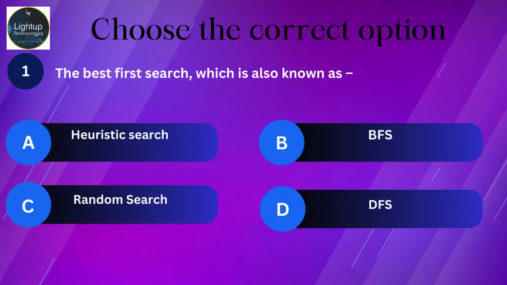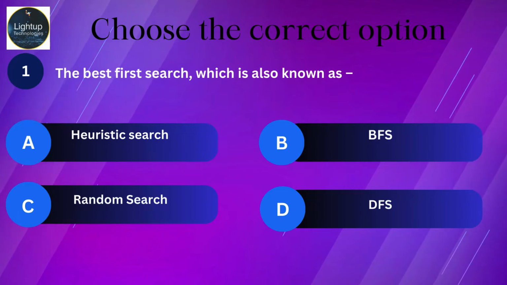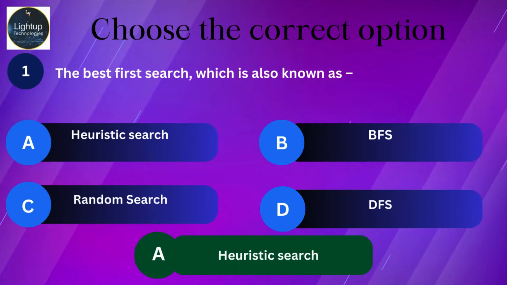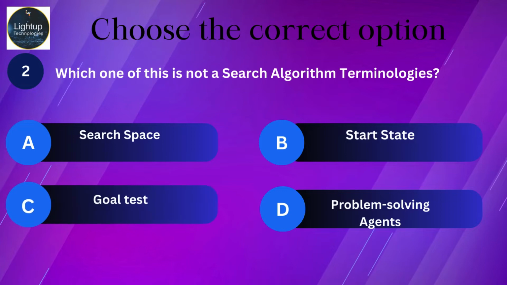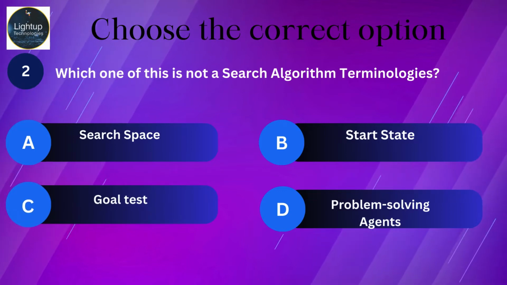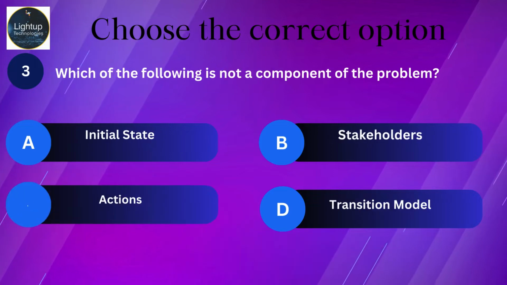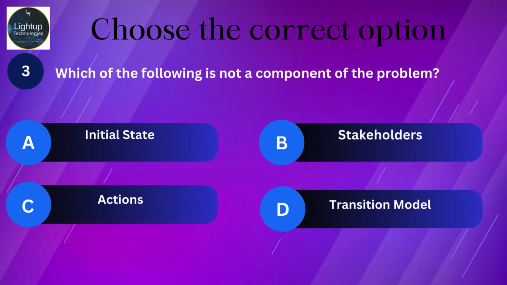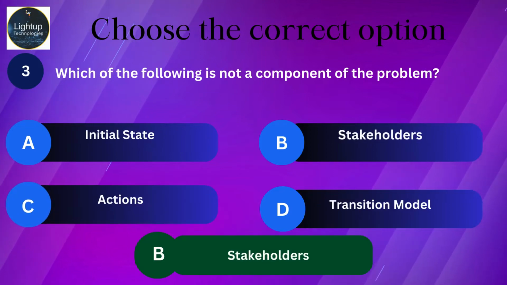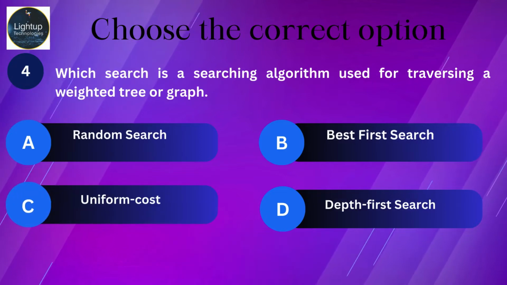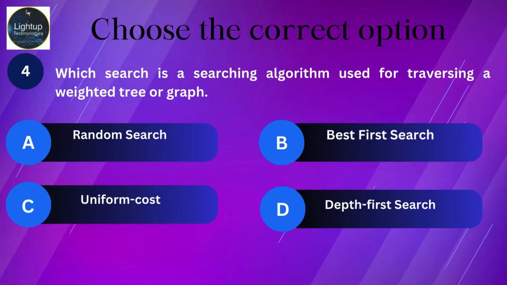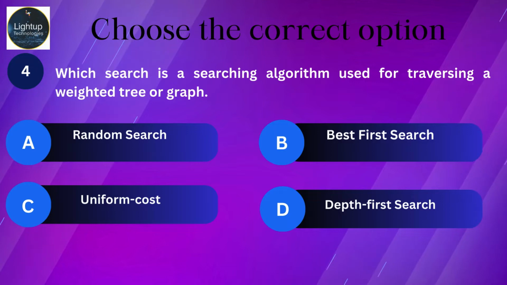The best first search, which is also known as. Which one of this is not a search algorithm terminologies? Which of the following is not a component of the problem? Which search is a searching algorithm used for traversing a weighted tree or graph?